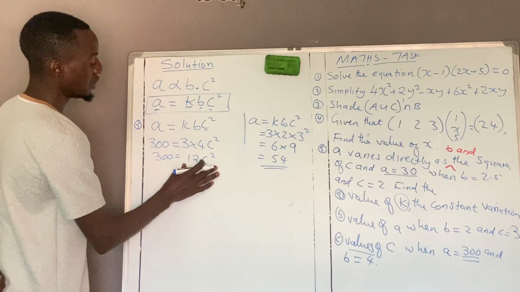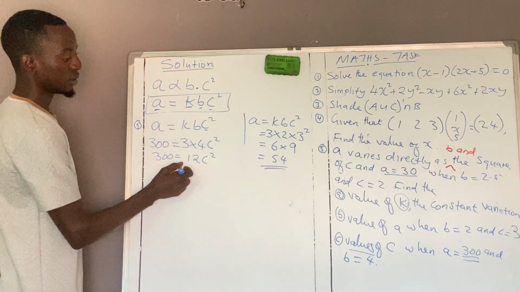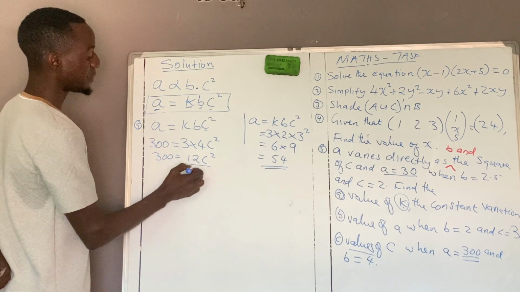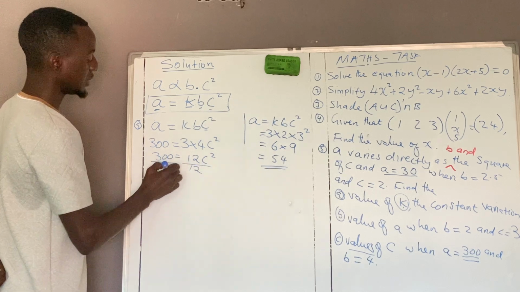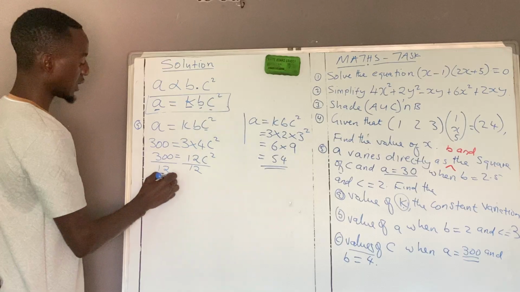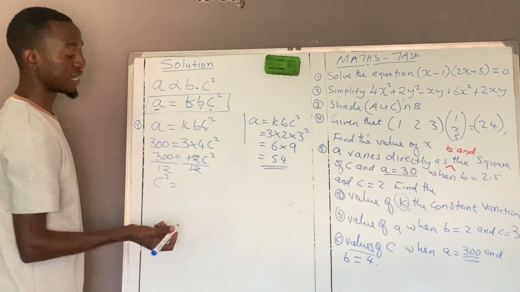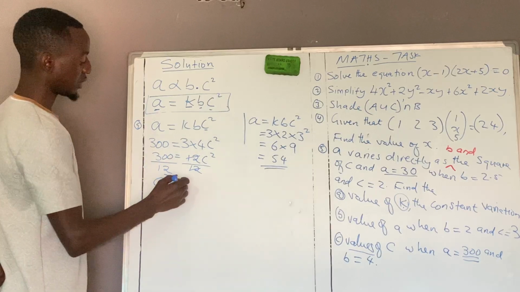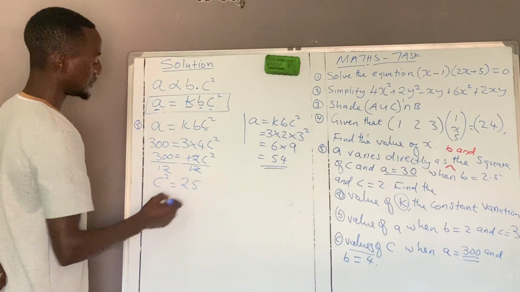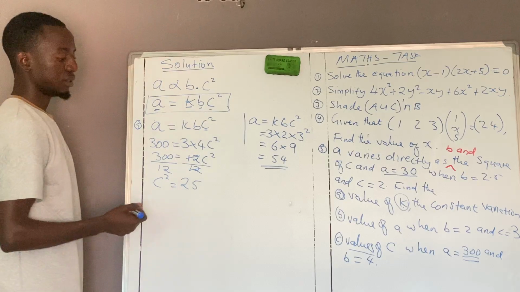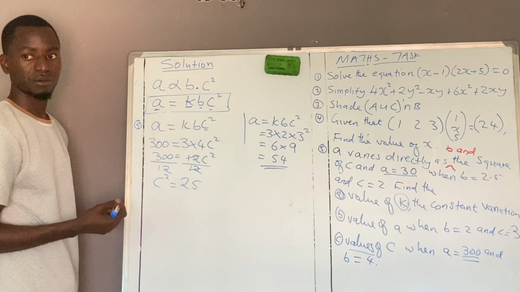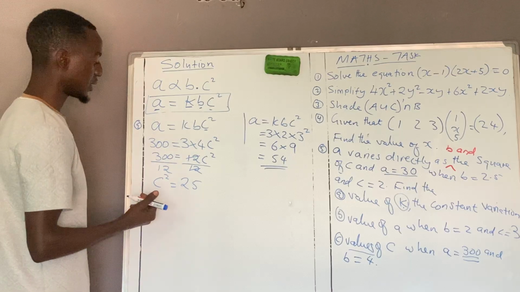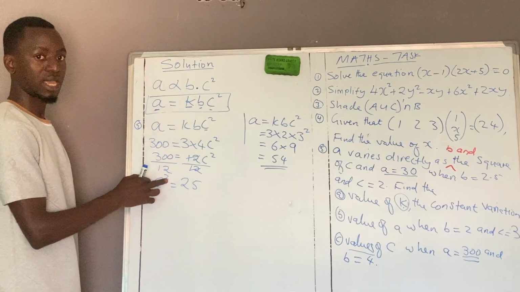So what do we do here? You divide first by 12, this side by 12. So the 12 and 12 cancel, so C squared, which is this one, is equal to 25. Then from here now, what is the next step? Square root both sides, so that we can get rid of the square.